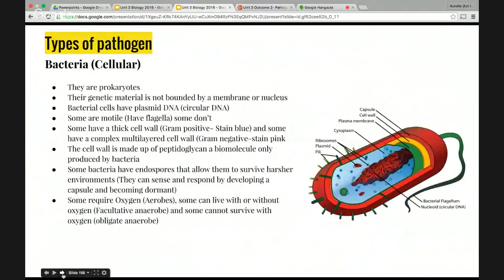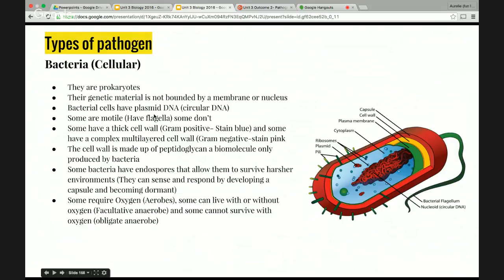Now let's move on to the different types of pathogens. Firstly, we've got bacteria, the most common pathogen. Bacteria are cellular pathogens because they are actual cells. They are prokaryotic cells, so their genetic material is not bounded inside a membrane or nucleus. Bacterial cells have plasmid DNA or circular DNA.